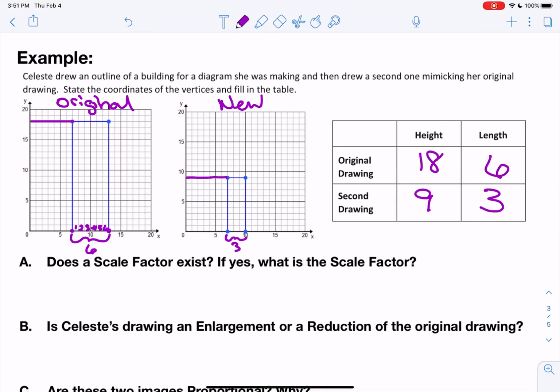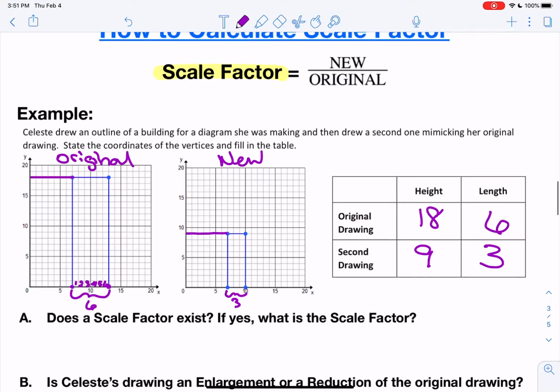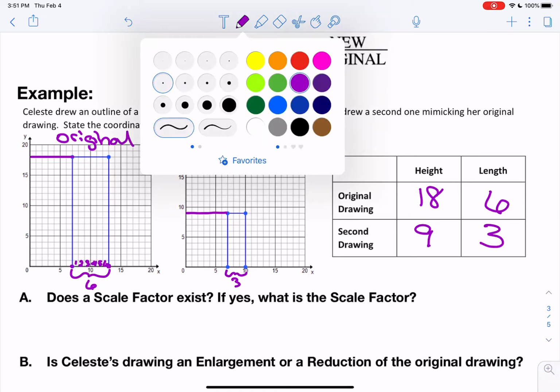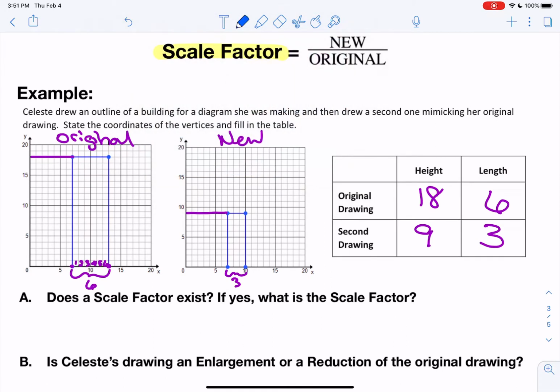Does a scale factor exist? If yes, what is the scale factor? So remember, the scale factor equals new over original. So we have to check, is there a scale factor? So for the height, the new drawing is 9, the original is 18. And I can simplify that because 9 goes into 9 and 9 goes into 18. We end up with 1 over 2.